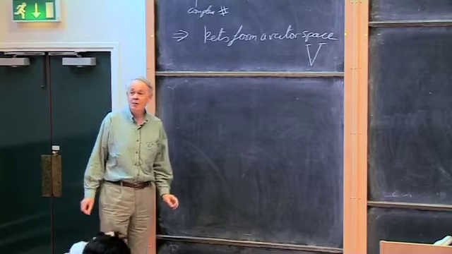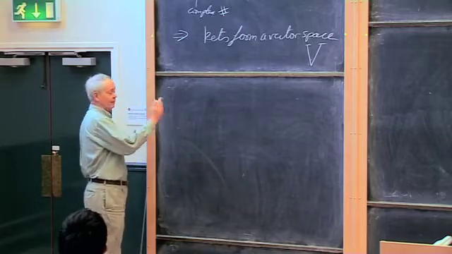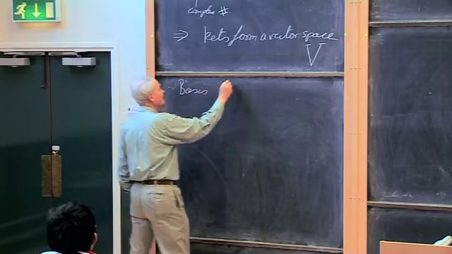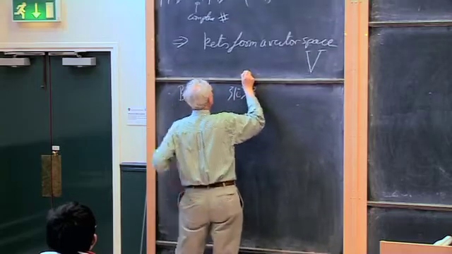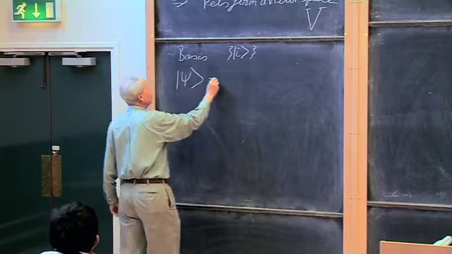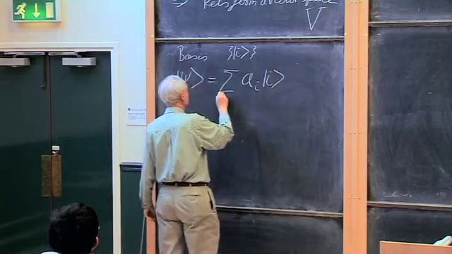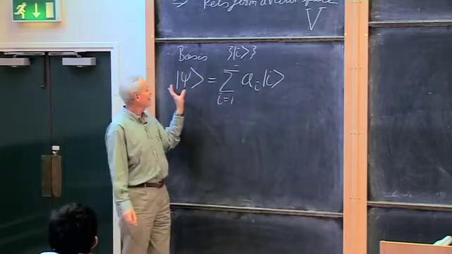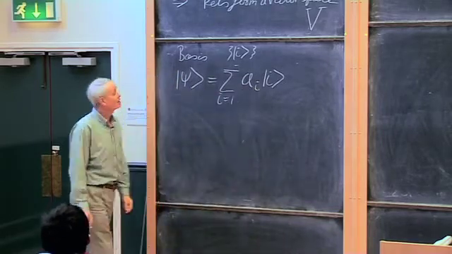In those lectures, I hope you've met the idea of a basis. A set of basis kets. What is a set of basis kets? It's a set of objects like this, which is such that any ket can be written as a linear combination of these kets. For example, the dynamical state of our system can be written as a linear combination of these kets, right?